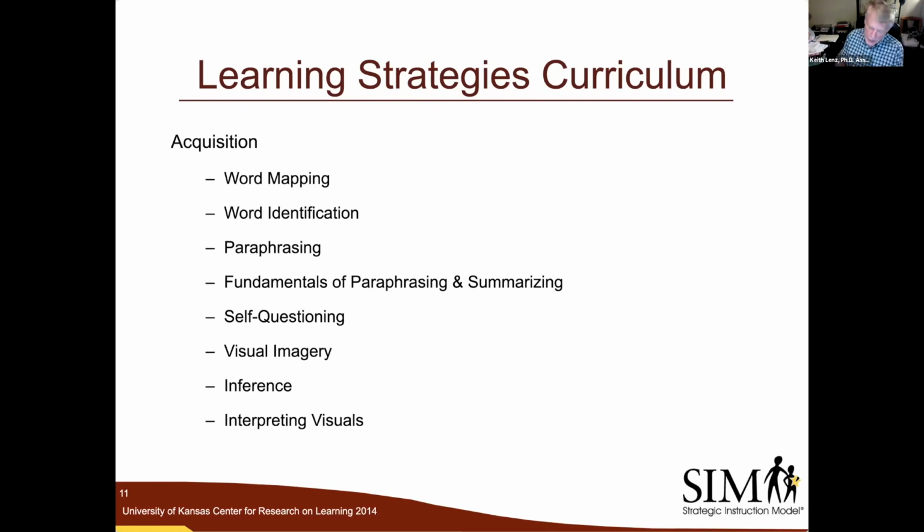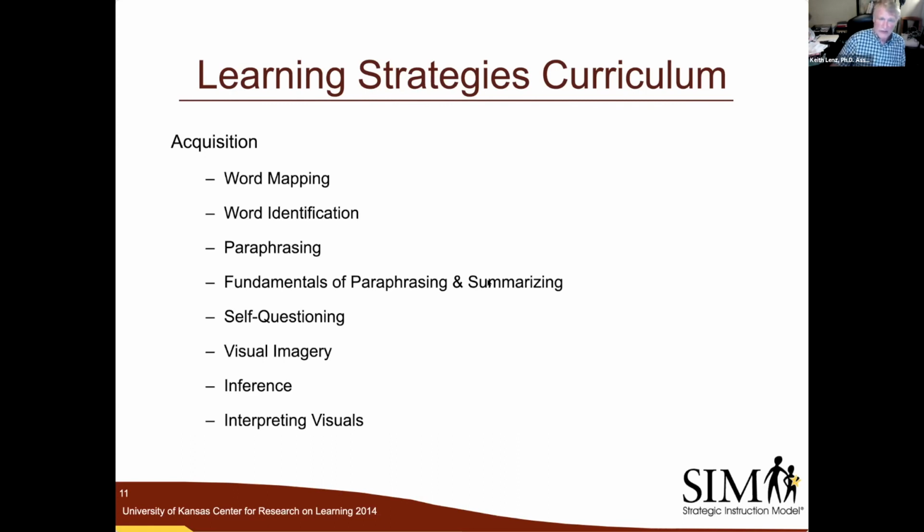There are 3 types of interventions in the Learning Strategies curriculum. Now, there are many different types of curriculum within SIM. We are just talking about the learning strategies. And within the Learning Strategies curriculum, there are strategies for acquiring information. One is word mapping, which is looking at roots, prefixes, and suffixes. One is word identification. When you're reading a textbook at a middle school and secondary level, written at a 7th, 8th, 9th grade level, and you're reading at a 4th grade level, what do you do when you come to a word you don't know? Paraphrasing: at the end of a paragraph, put it in your own words.